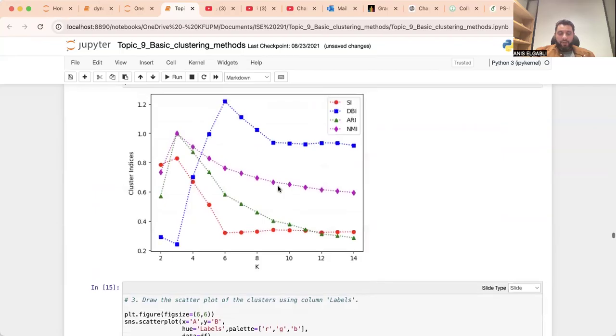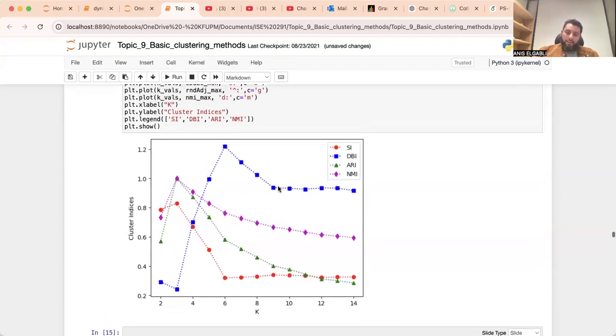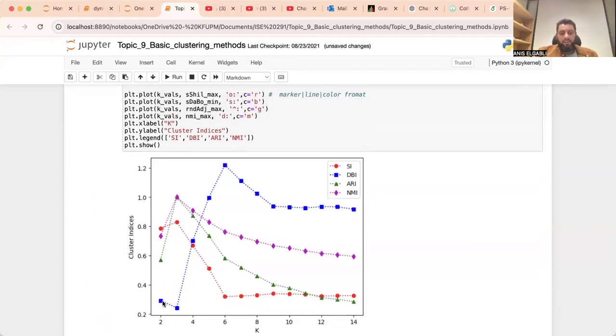Let's look at it together. Let's start with the blue one. Remember, the blue one represents the DBI, so a lower value means a better K. And the lowest value is at K equal to 3. So this metric is telling us that K equal to 3 is the best choice. There are three clusters here.